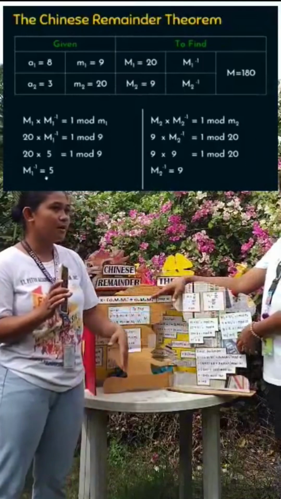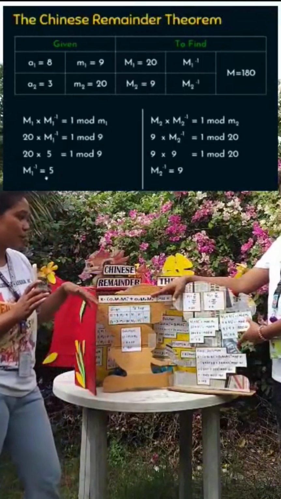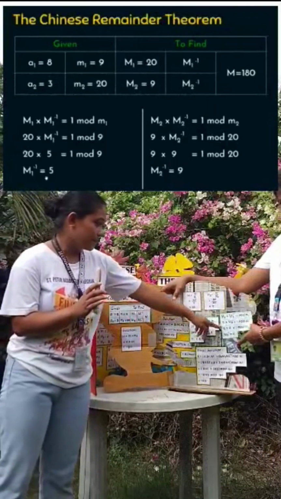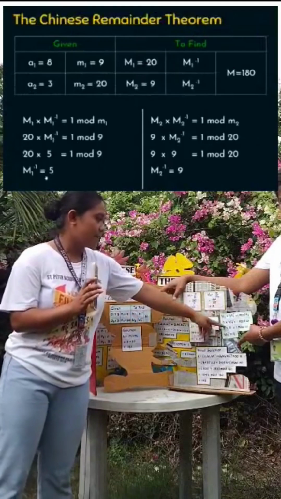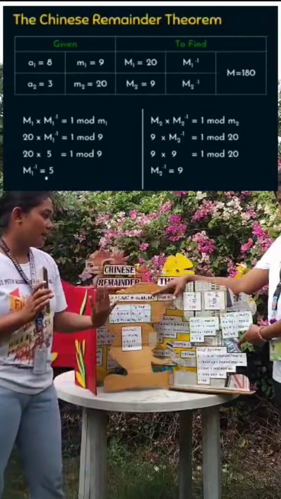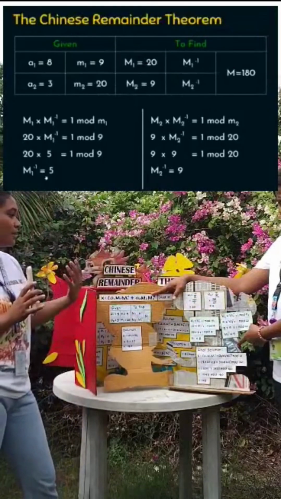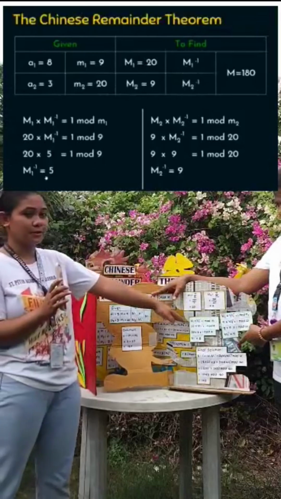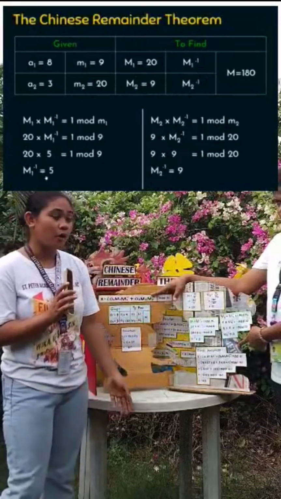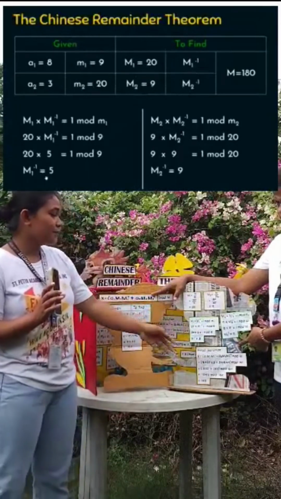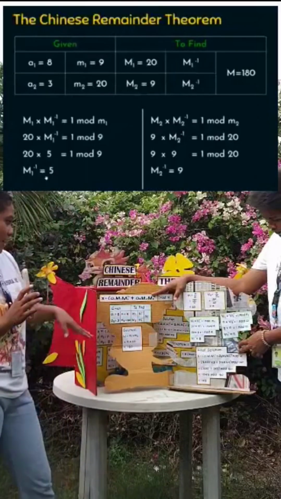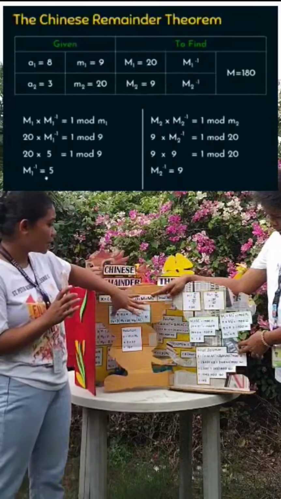It is the same for M2, we will do the same: we have to find a number that once divided by 20 has remainder 1. So here we've got 9 as our M2, and 9 times 9 is 81, divided by 20. 20 times 4 is 80, so we have remainder 1. Therefore our capital M2 inverse is equal to 9.